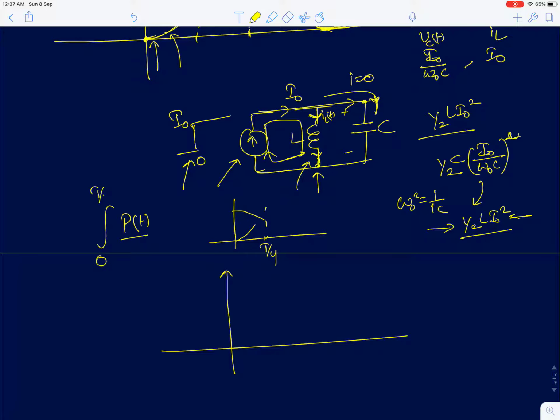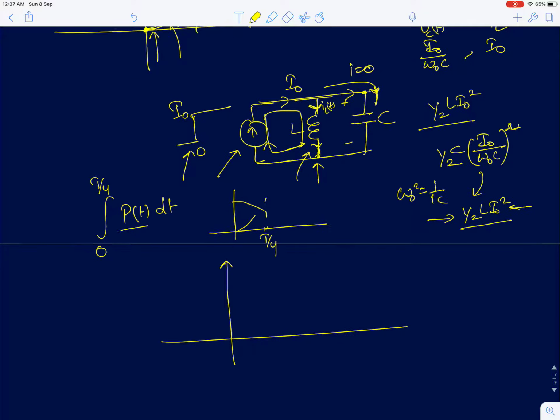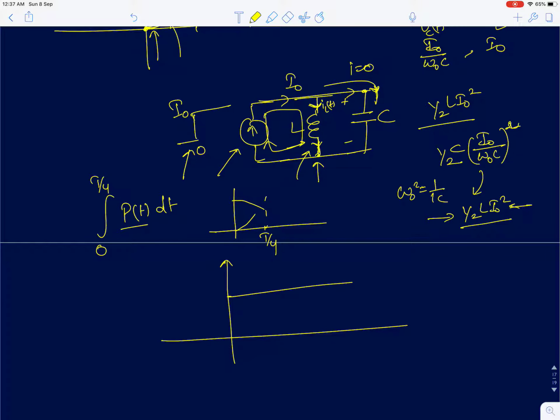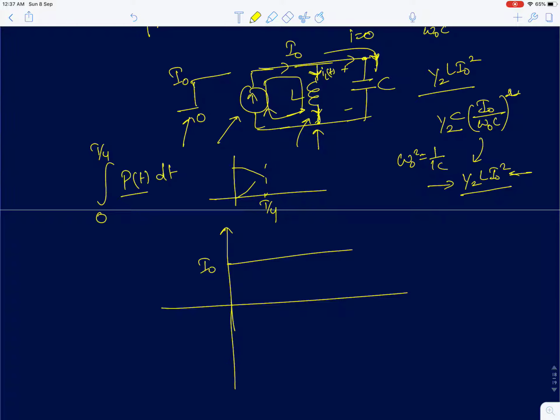So 0 till T by 4 p of t dt. Now the power delivered by the current source is simply, the current through the current source is always constant, and the voltage across the current source is nothing but the voltage across the tank. Right now at t equal to T by 4, we have still progressed only till T by 4 seconds, where T is 2 pi by omega naught.